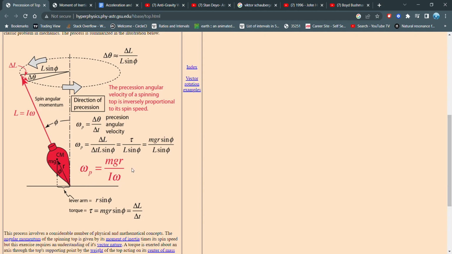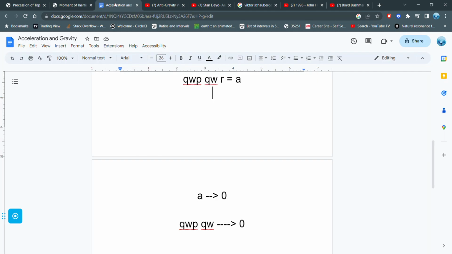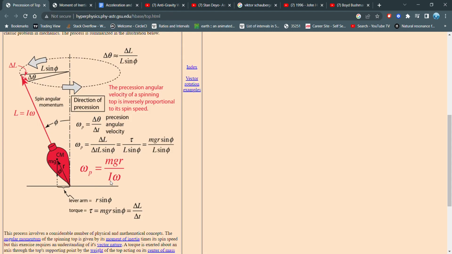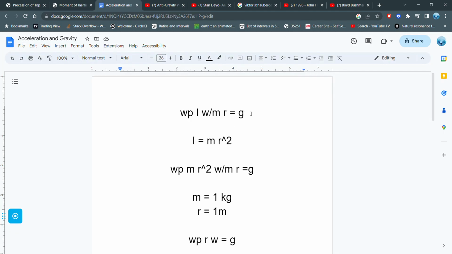If you see my cursor right here, I'll be highlighting and circling this equation, which has gravity in it right here. Now if we solve for gravity algebraically, we get omega precession times the moment of inertia times omega over mass times radius equals gravity. Using basic algebra, moment of inertia and omega come up over here, giving you three variables here, and then mass and radius divide, which is what I just said in this equation here.